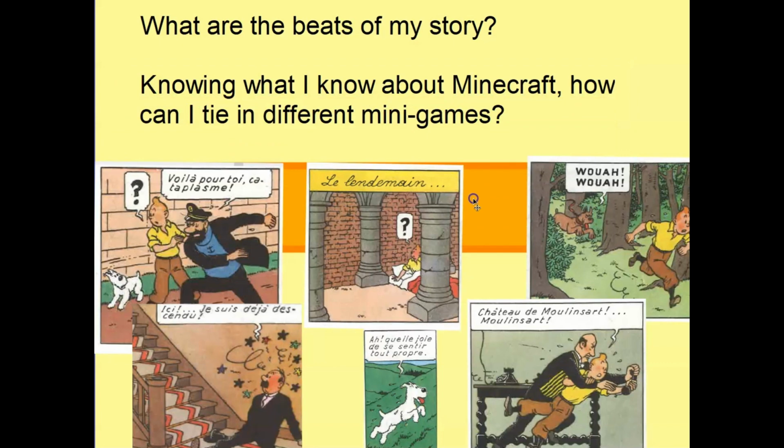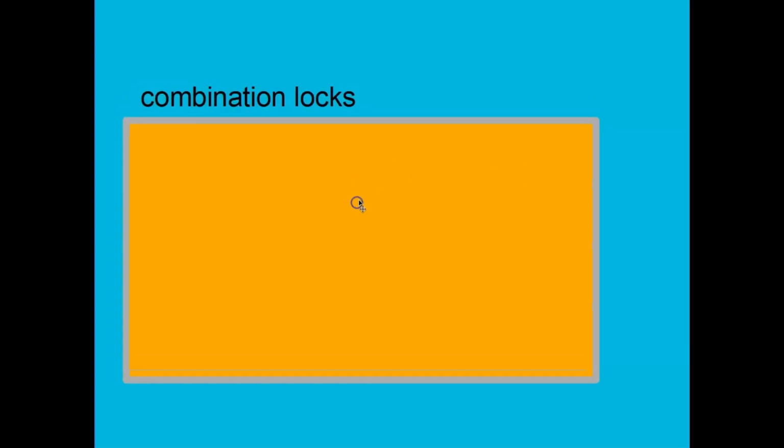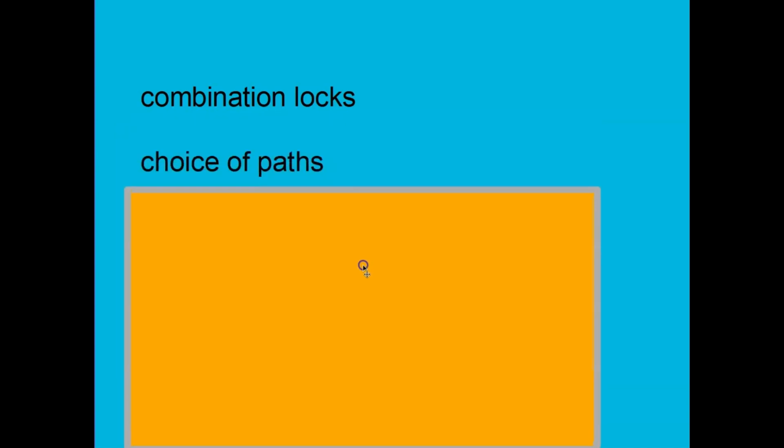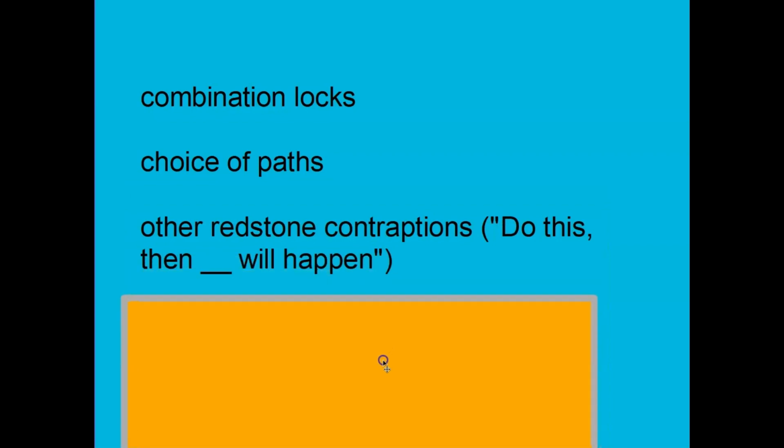And then the next thing I had to think about was, knowing what I know about Minecraft, how can I tie in different mini games? So in Minecraft, it's very easy to make combination locks. And I'll show you how I've done that. You can have students choose between 2 pathways. And so you can either ask them yes, no questions or ask them to choose an answer. And they have to choose between 2 or 3 answers. There's a lot of redstone contraptions in addition to the combination locks. So you can give them instructions, do this, and then something else will happen. So I'll show you a few of those that I experimented with.